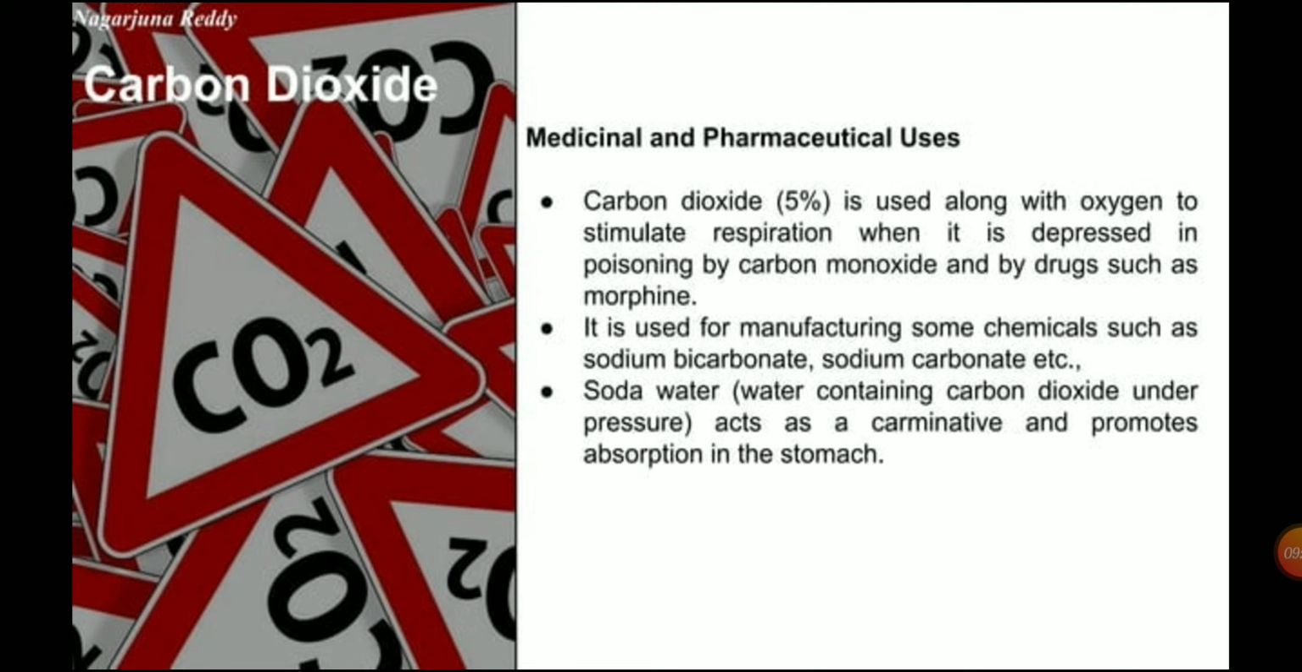What is the use of this carbon dioxide? It is used along with oxygen to stimulate respiration, because both are necessary for us. When respiration is depressed in poisoning by carbon monoxide and by drugs such as morphine, it is also used. It is used for manufacturing some chemicals such as sodium bicarbonate, sodium carbonate. You have drunk soda water, it is used in that also.